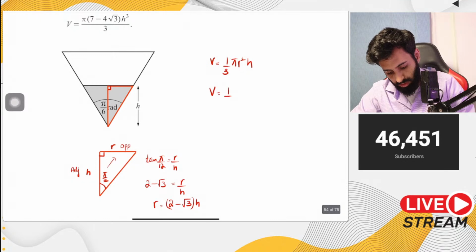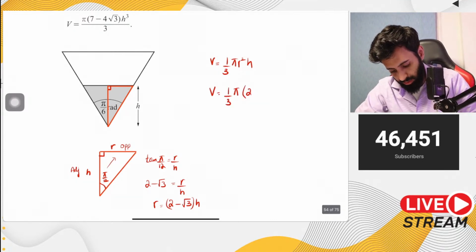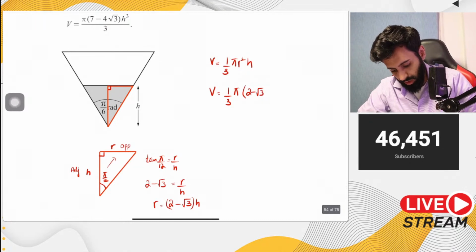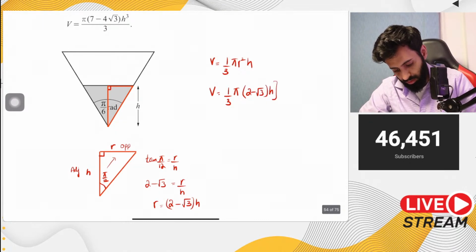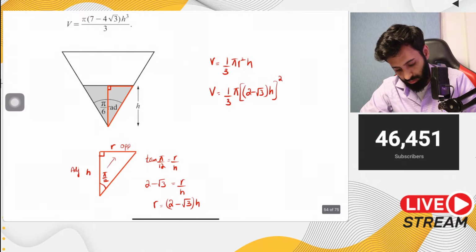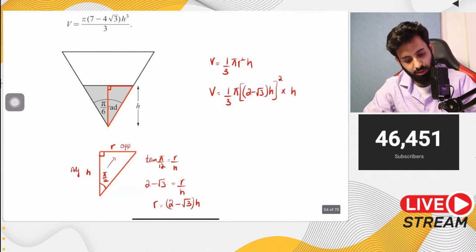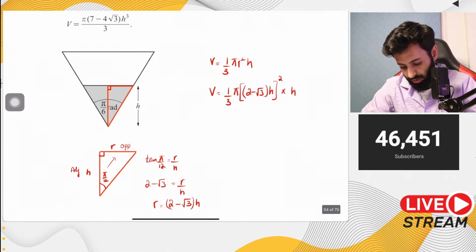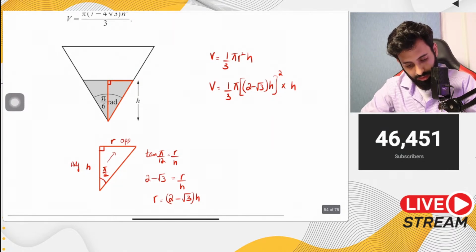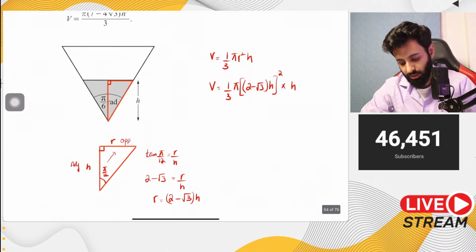1 upon 3 into pi. Instead of r we'll have 2 minus under root 3 into h, and then don't forget to square it. Okay, and then we'll have this multiplied by h again. Now get ready. There's a significant amount of simplification that's required over here.